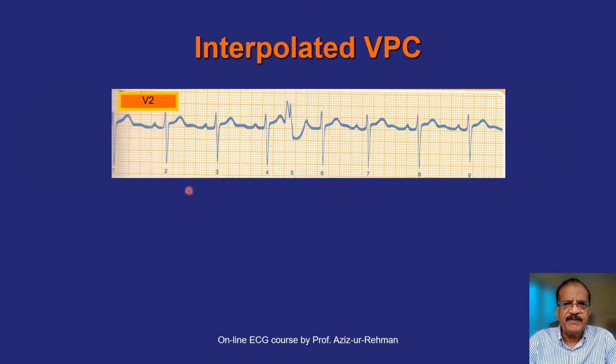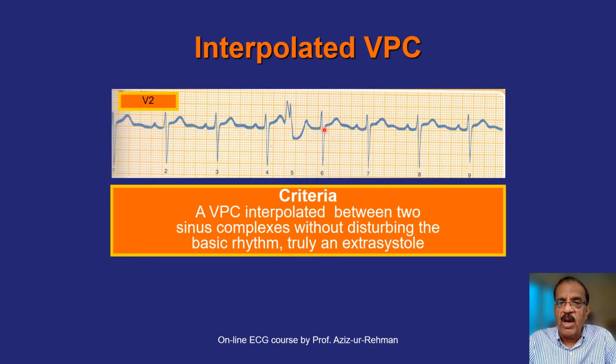What is this? Would you call it APC, atrial premature beat, or ventricular premature beat? It definitely looks like a ventricular premature beat. But what about the compensatory pause? If I hide this portion, then it is as if nothing happened. This is normal sinus, normal sinus, normal sinus, normal sinus. If you hide this one, it is as if nothing happened. This one is called interpolated VPC.